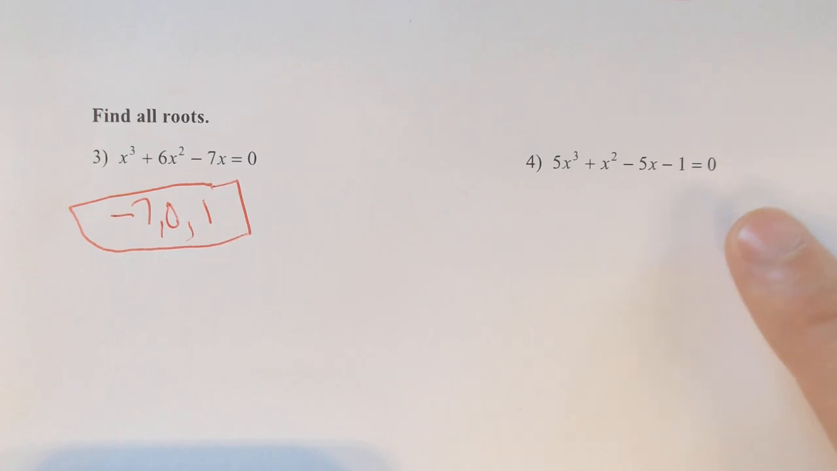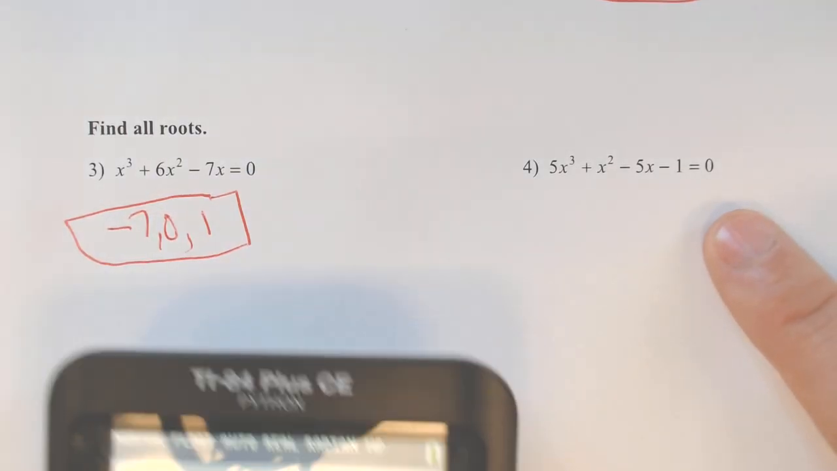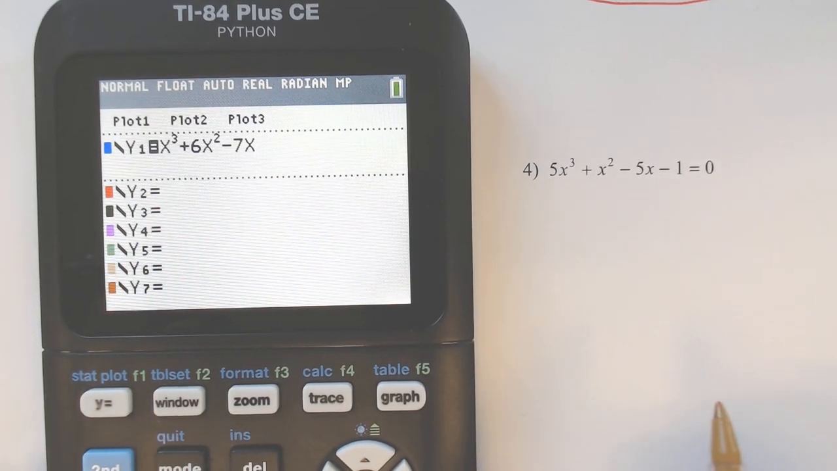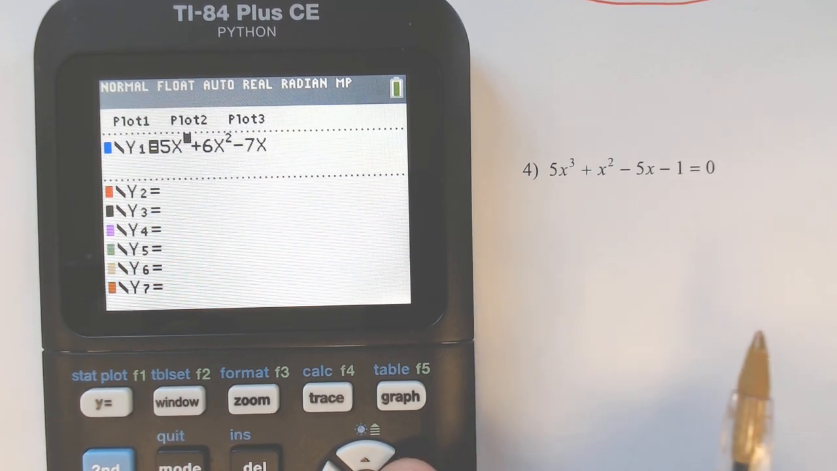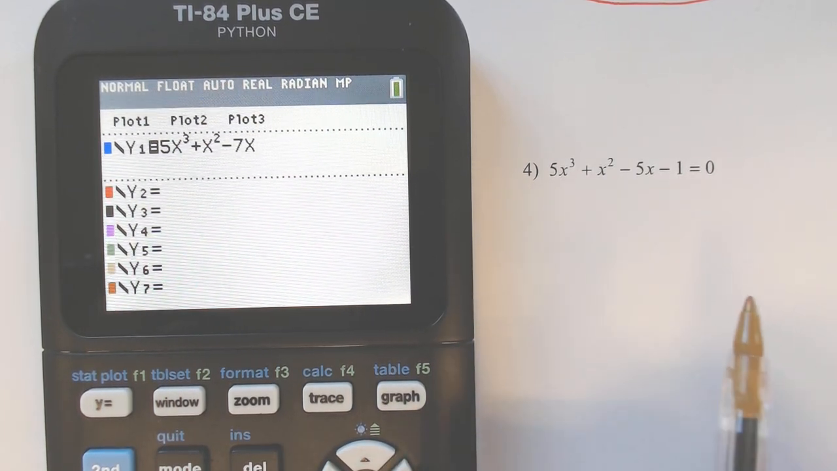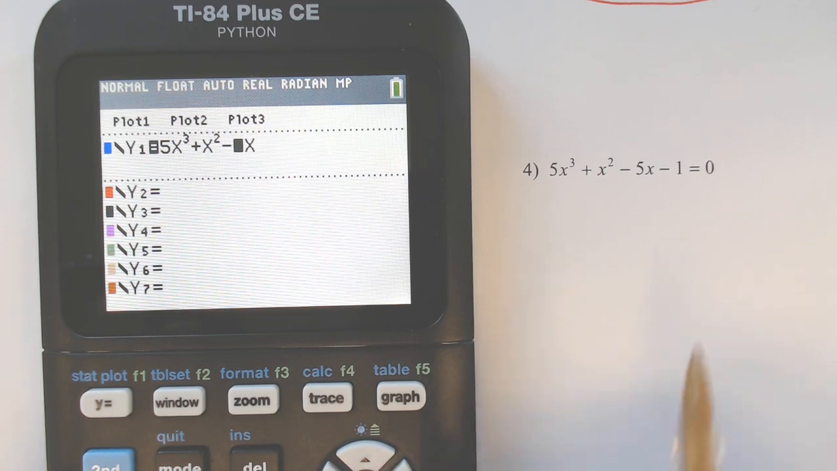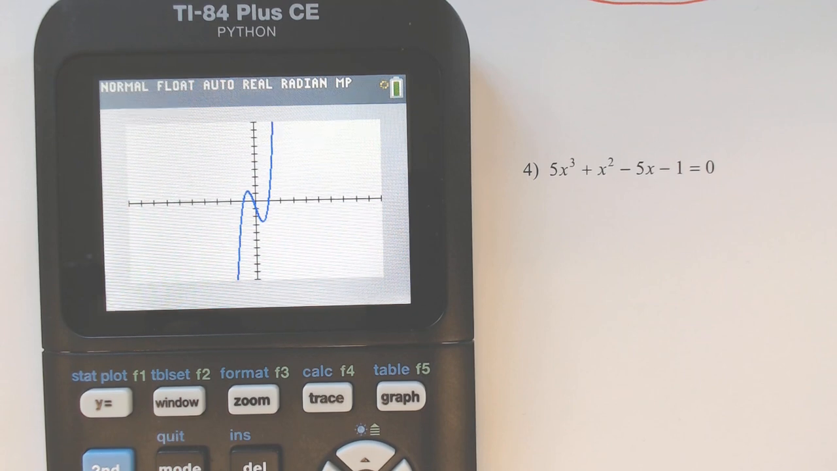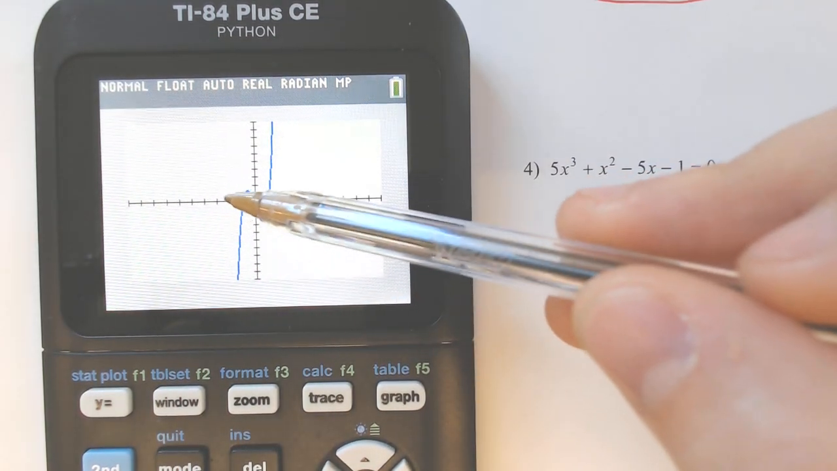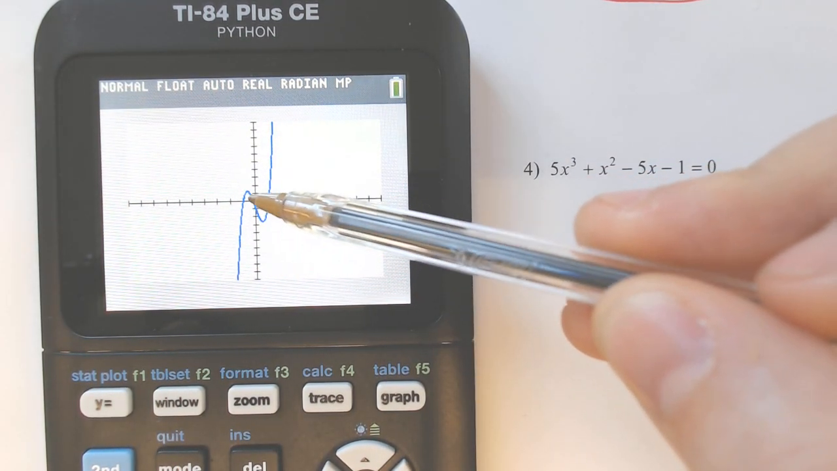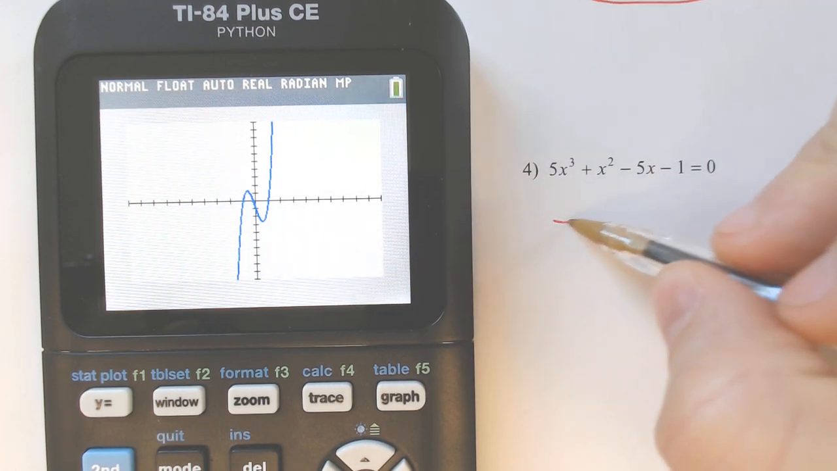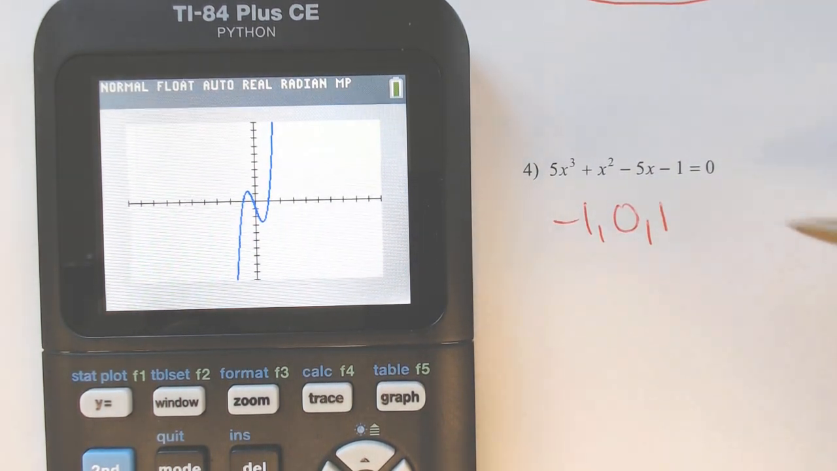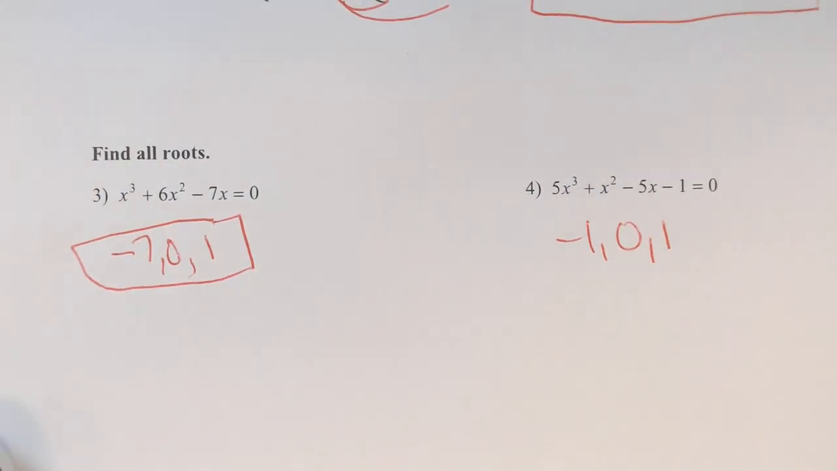This next one I'm betting is not going to be so easy, so we're going to graph this next one. Y equals 5x to the third plus x squared minus 5x, and then -1. Graph. So this one also has zeros that are perfectly -1, 0, and 1. No dividing necessary to find those because they all look like they go through nice and perfect. Eventually, we're going to have a rough one.